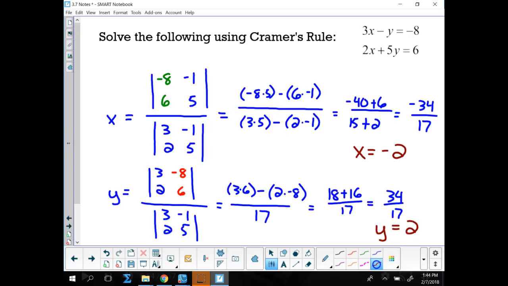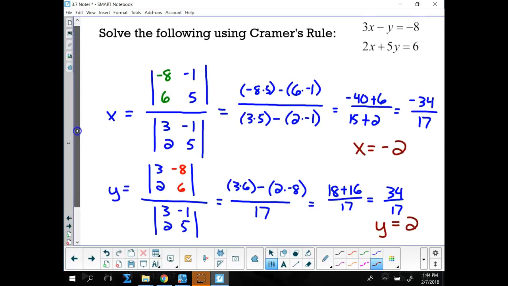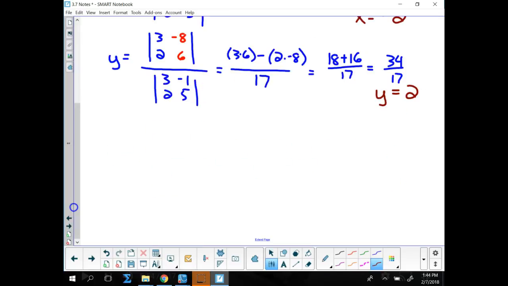What should I do now? Check them, right? Okay. 3 times negative 2 is negative 6. Minus 2 is negative 8. Checks out in the first one. 2 times negative 2 is negative 4. 5 times 2 is 10. Negative 4 plus 10 is 6. Checks out in both equations. So my answer here is negative 2, comma, positive 2.